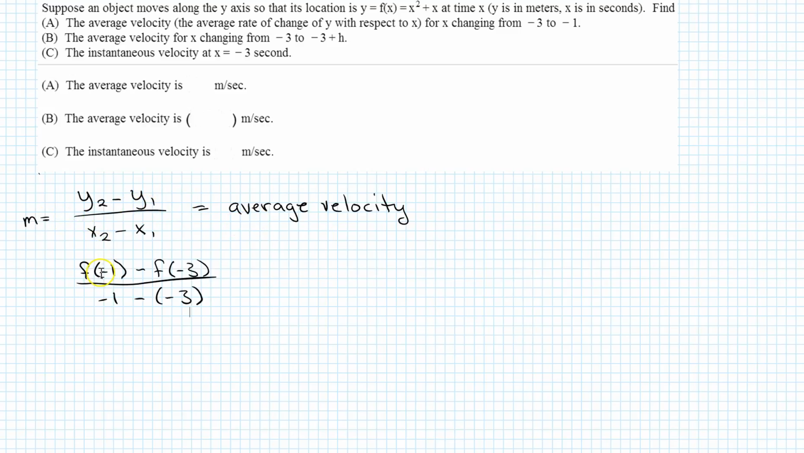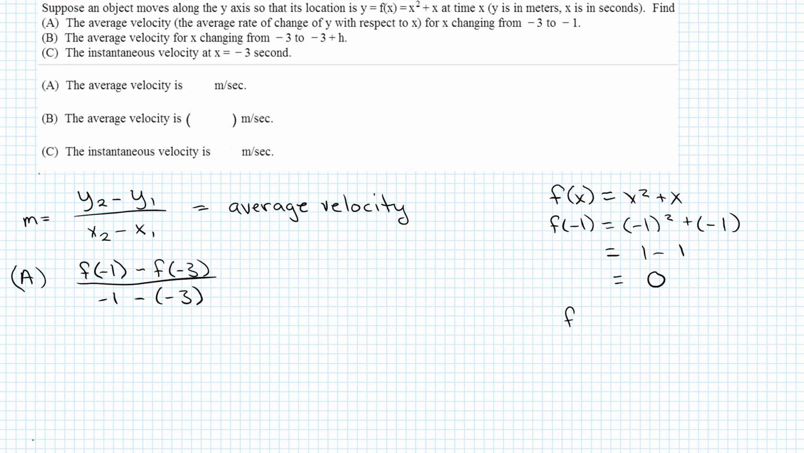So I need to figure out what f of -1 is, and what f of -3 is. I'll go ahead and do that, and this is for part A. I'm going to do all of my extra work over on the side here. f of x is x squared plus x. So f of -1 is just -1 squared plus -1, which is 1 minus 1, which is 0. I also need to find f of -3. That's -3 squared plus -3, which gives me 9 minus 3, which is 6.